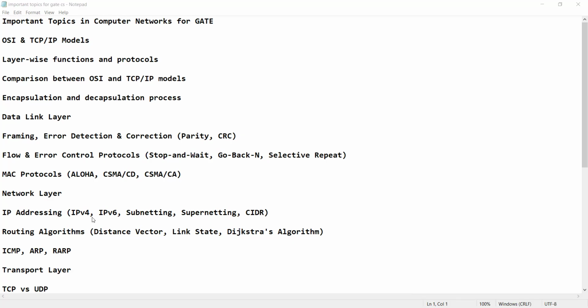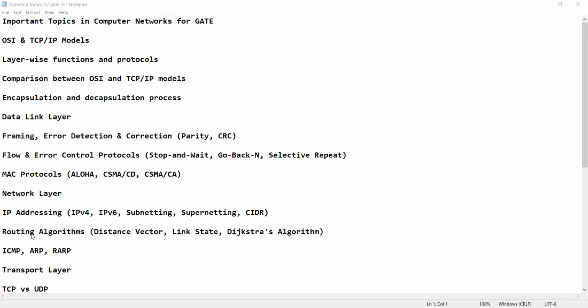So like IP addressing, IPv4, IPv6, subnetting, supernetting, and CIDR. Among these, they may ask any of the questions from this topic. So you have to focus on this topic from the network layer. Next one, routing algorithms like distance vector routing, link state, and Dijkstra's algorithm. These are very important algorithms, so we have to focus on this.